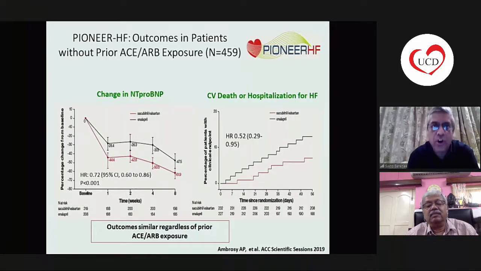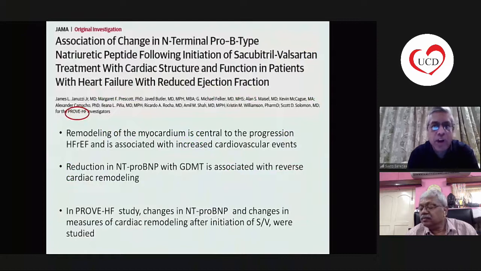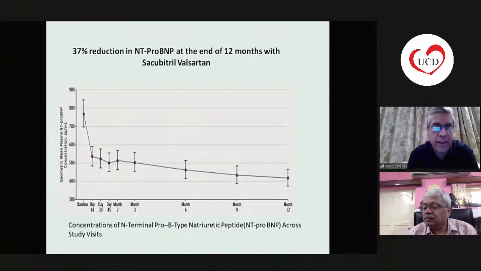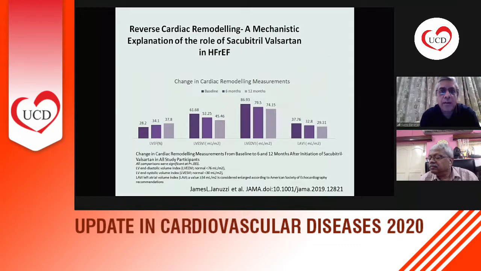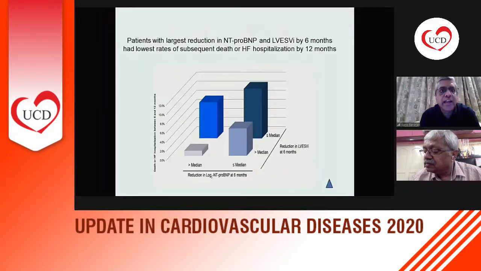Now, the PROVE-HF study looked into the mechanism of action of ARNI in heart failure with reduced ejection fraction, and showed that there was a sustained decrease in NT-proBNP at 12 months, which paralleled improvement in cardiac indices, such that it was seen that patients with the largest reduction in NT-proBNP and left ventricular end systolic volume by 6 months had the lowest rates of subsequent death or heart failure hospitalization by 12 months.